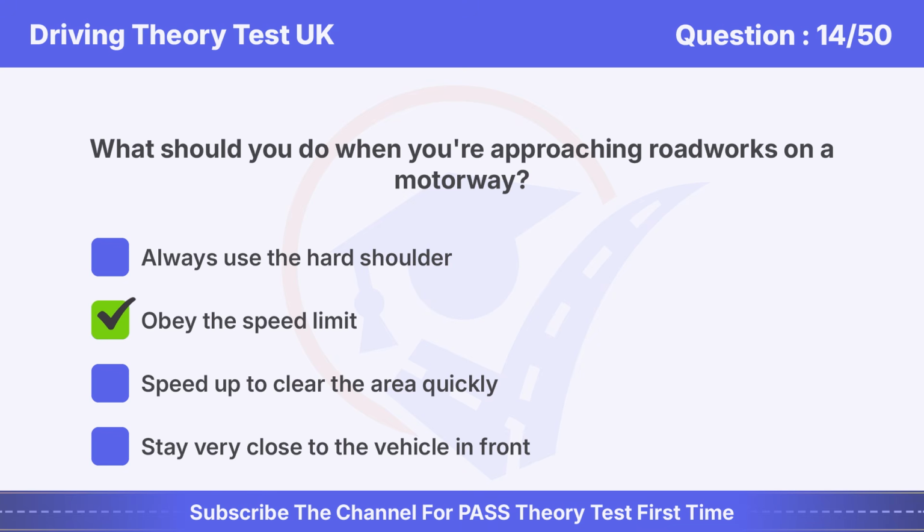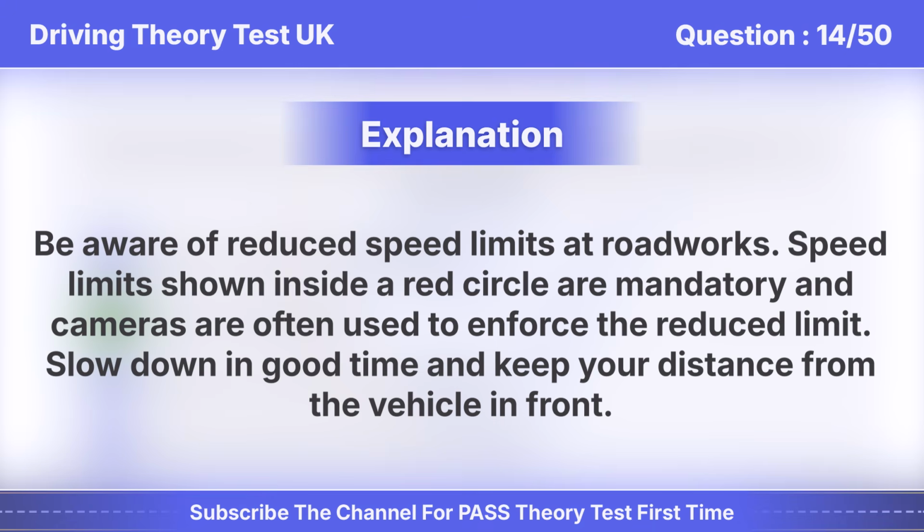Answer is B. Obey the speed limit. Be aware of reduced speed limits at roadworks. Speed limits shown inside a red circle are mandatory, and cameras are often used to enforce the reduced limit. Slow down in good time and keep your distance from the vehicle in front.